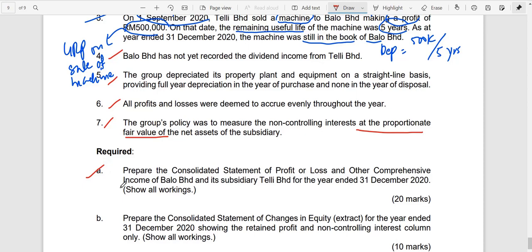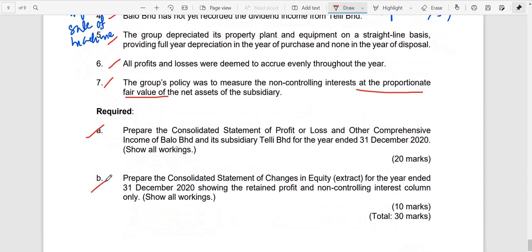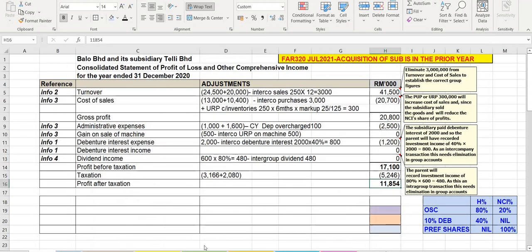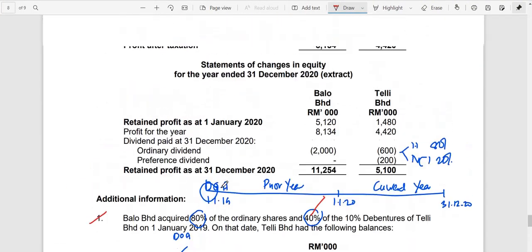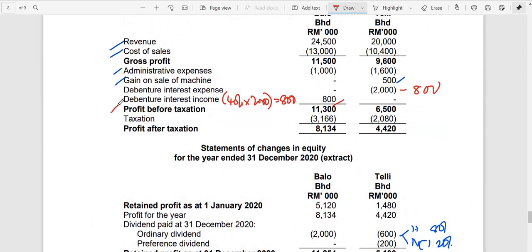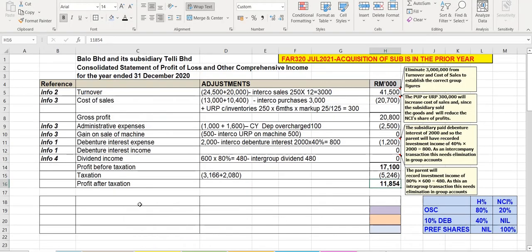And I'm going to show you how much of the profit for the year is attributable to the non-controlling interest, and how much belongs to the equity holder of the parent. After that, we'll be doing the preparation of the consolidated statement of changes in equity using the information given in the statement of changes in equity. So these are all done. So let's do a calculation for the profit attributable to the non-controlling interest.